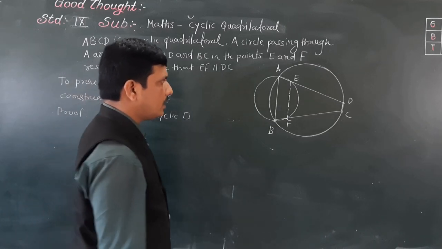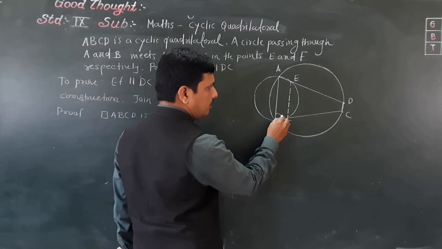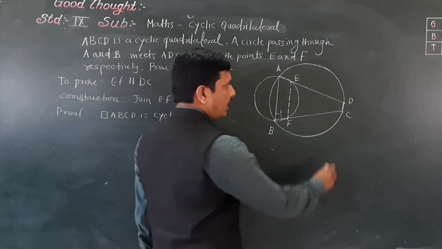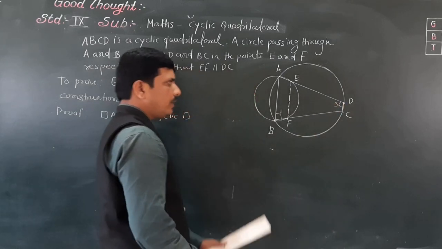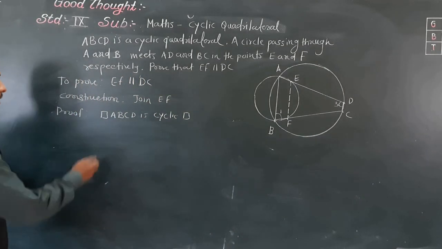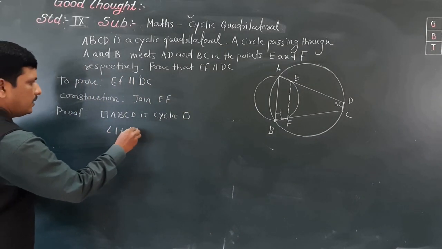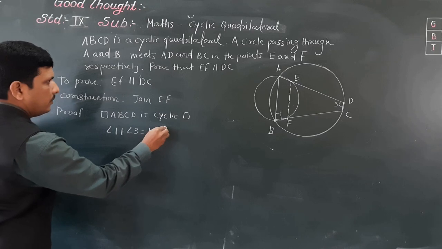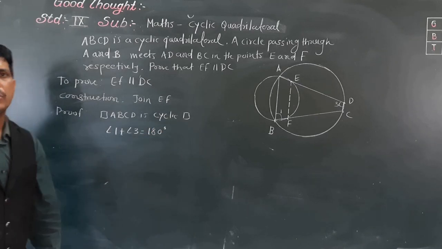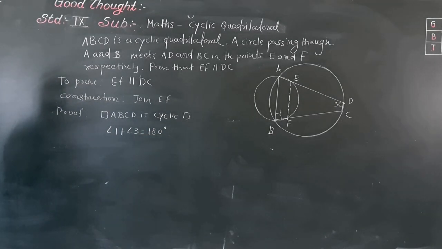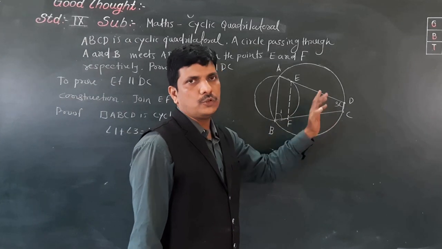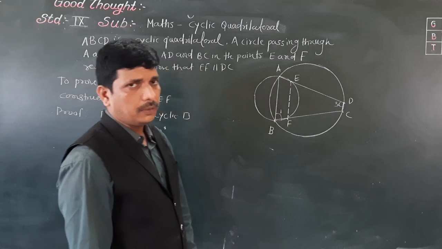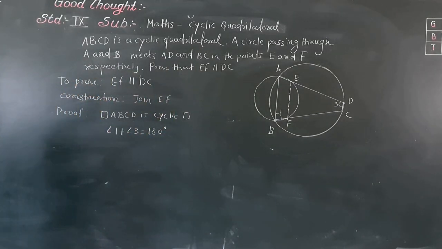is a cyclic quadrilateral. If it is a cyclic quadrilateral, suppose I say this angle is angle 1 and this angle is 3. So we can say angle 1 plus angle 3 is equal to 180. Understood? So the sum of these two angles is 180 degrees, because opposite angles of a cyclic quadrilateral are supplementary.